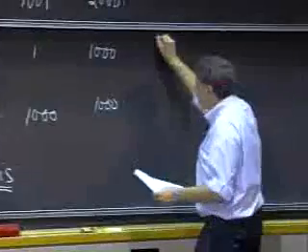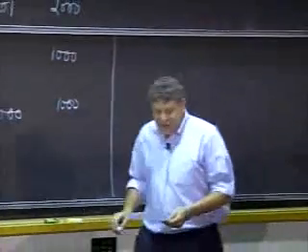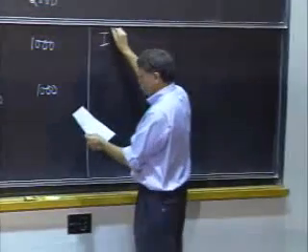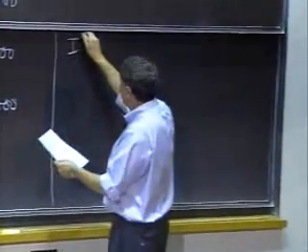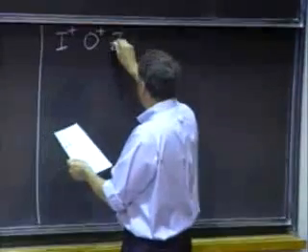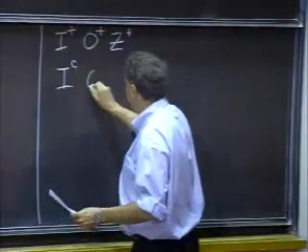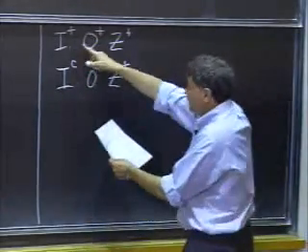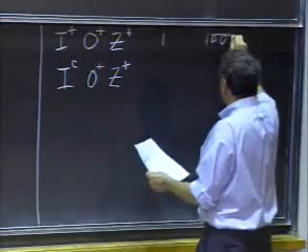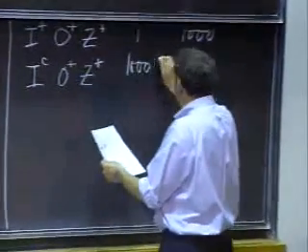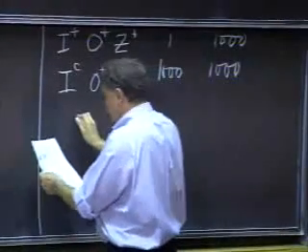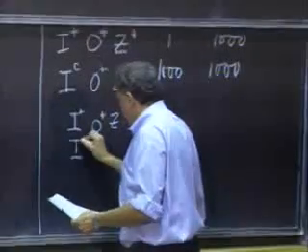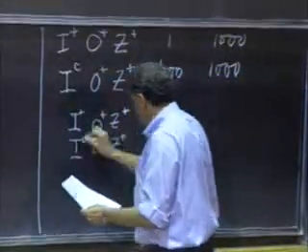Now, let's take a look, by contrast, at the properties of the LAC repressor mutants. If I give you a LAC repressor mutant, I plus, O plus, Z plus is the wild type. I constitutive, O plus, Z plus: what happens here? This wild type is 1 and 1,000. This guy here, 1,000 and 1,000. And then here, let's look at a diploid: I plus, O plus, Z plus, I constitutive, O plus, Z plus.